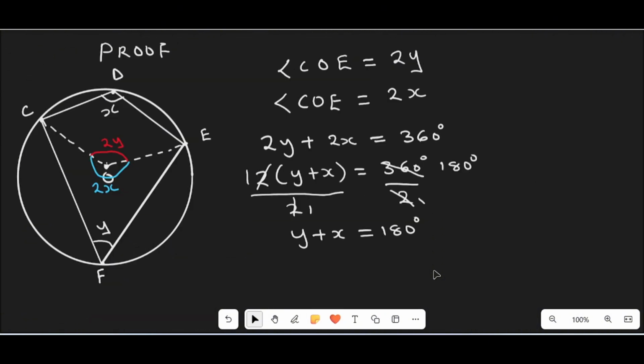To summarize, opposite angles of a cyclic quadrilateral add up to 180 degrees. That means our angle C plus angle E equals 180 degrees. Our angle D plus angle F equals 180 degrees.